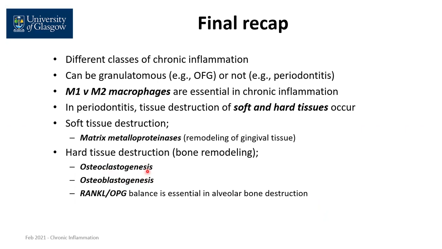So I've introduced to you the idea of osteoclastogenesis and also osteoblastogenesis. So osteoclasts can resorb bone, osteoblasts can form bone. And the balance between RANKL and OPG, so these are two proteins that are produced by osteoblasts. The balance between these two proteins is essential in the idea of alveolar bone destruction, where basically if you have more RANKL being produced and less OPG being produced by the osteoblasts, then you get more bone resorption and eventually more alveolar bone destruction and recession.